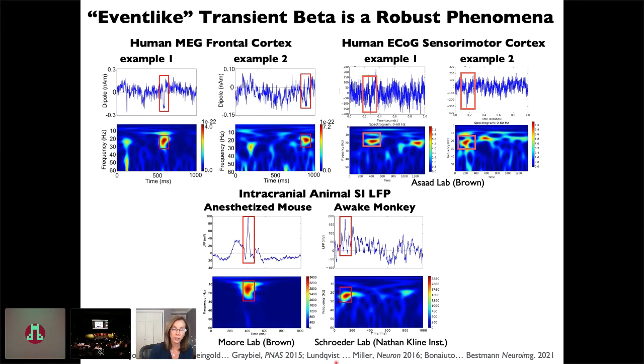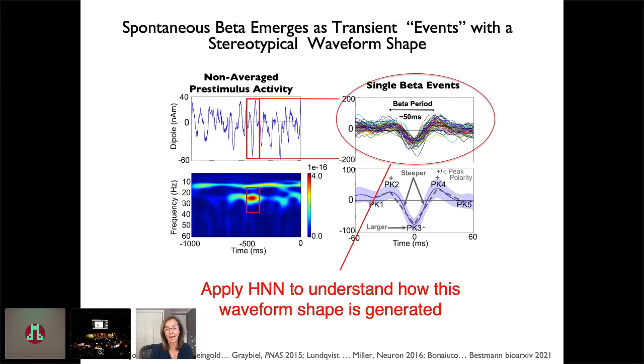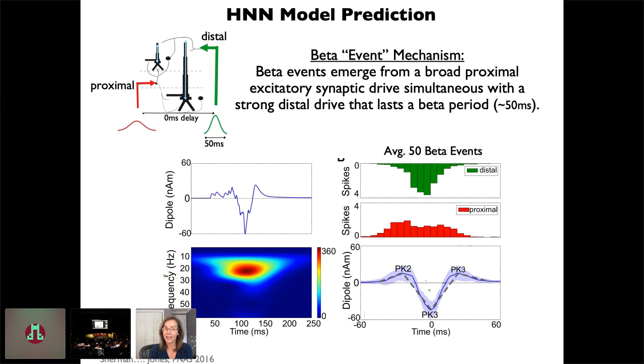And so the idea is, can we apply HNN to understand how this waveform shape is generated? And again, if we can understand how beta is generated, then maybe we can understand why it has an inhibitory influence on tactile perception. Due to time constraints, I'm just going to give you the punchline of our study. Through a long history of trial and error, in trying to match the output of this model to the waveform that we're recording in our source localized data, we've come up with the following prediction on where these beta events come from. It's suggesting that beta emerges from the simultaneous integration of a broad proximal drive together with a strong distal drive that lasts 50 milliseconds.